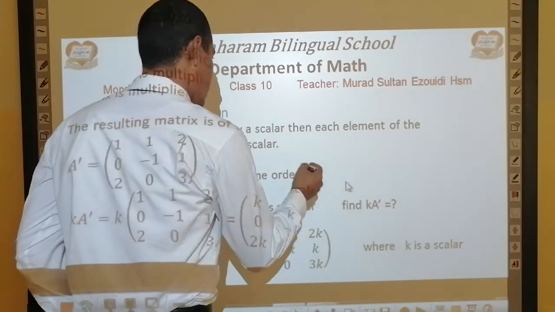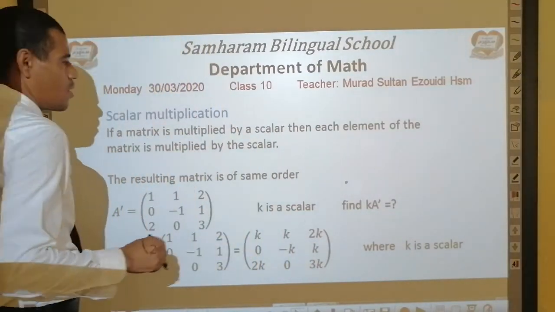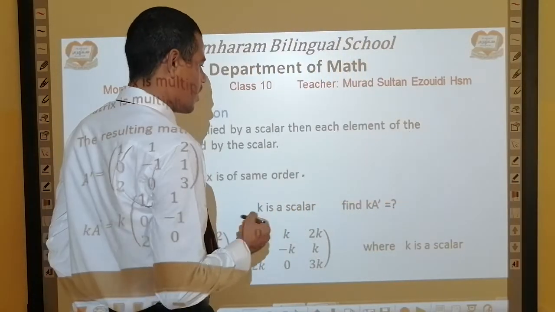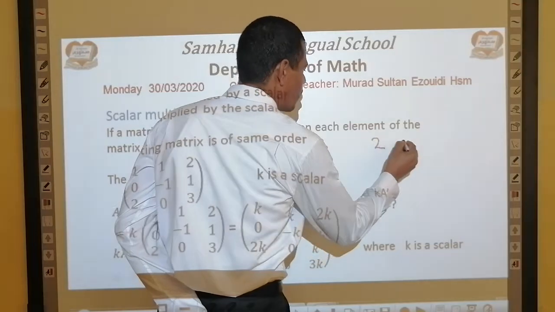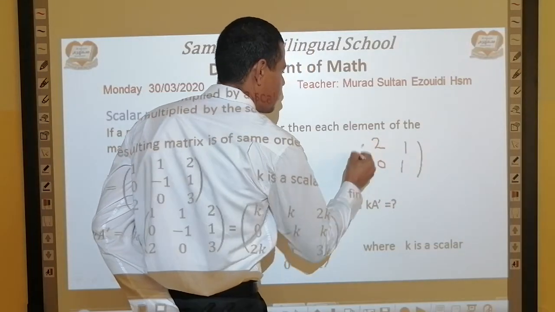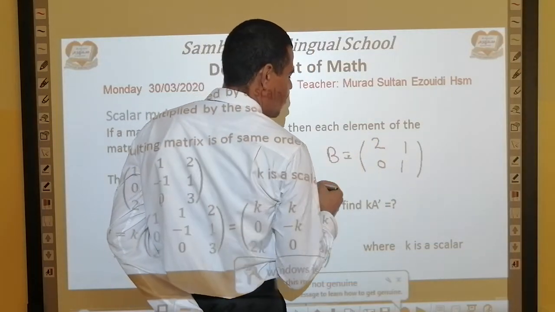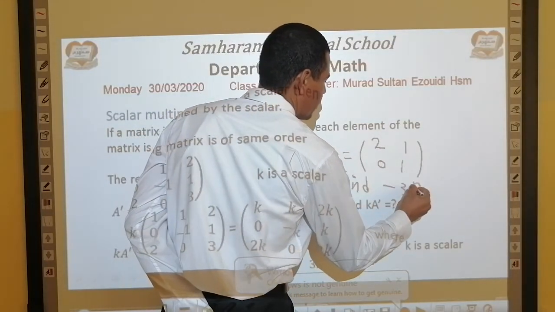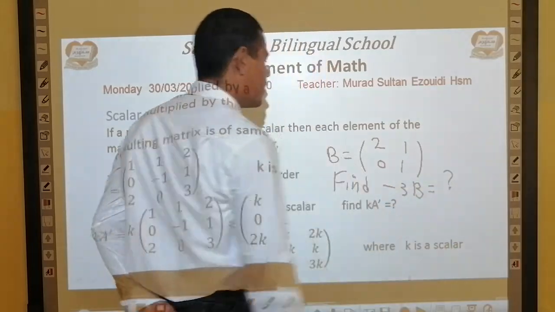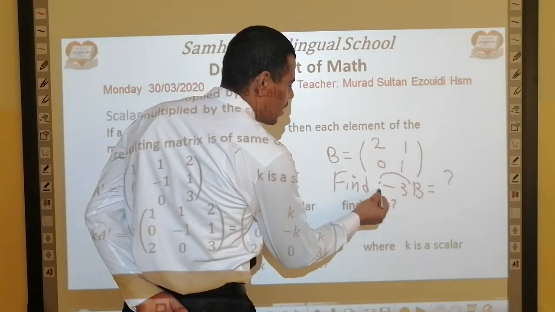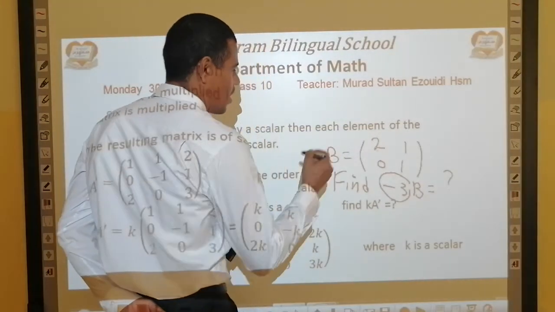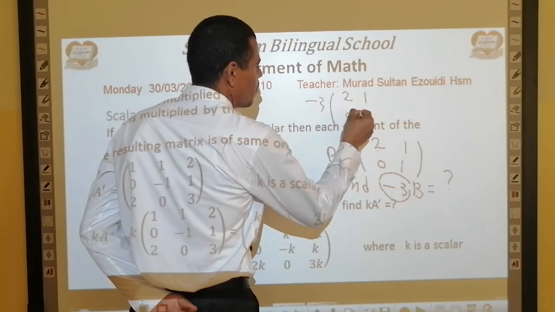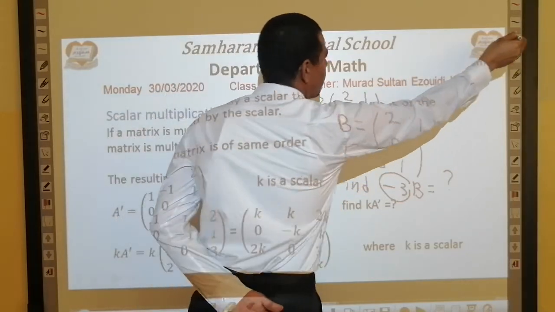You will do what? Okay, I will just do the question. So, just a moment. There you go. Okay, for example, 2101. This is B. The question is what? Find negative 3B. Okay, equal what? Just multiply negative 3 by 2. Okay? I will just write negative 3 multiplied by 2101 equal. Look at my kids.